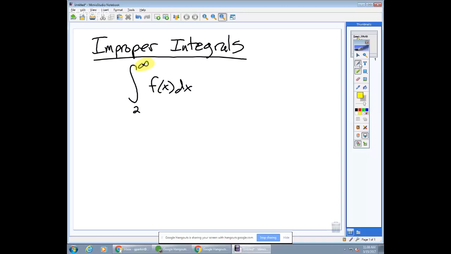So the way to deal with something like that is to pick some number, let's call it b, put it on the end, and find the integral from 2 to b. And then after we find that, we take the limit of that result as b goes to infinity. So we have to throw in a dummy value, find our antiderivative, plug in that dummy value, and then take a limit for that dummy variable.